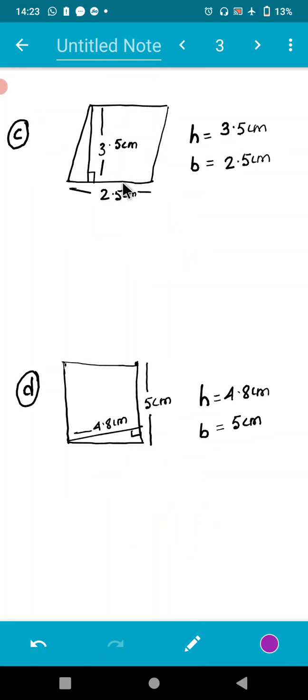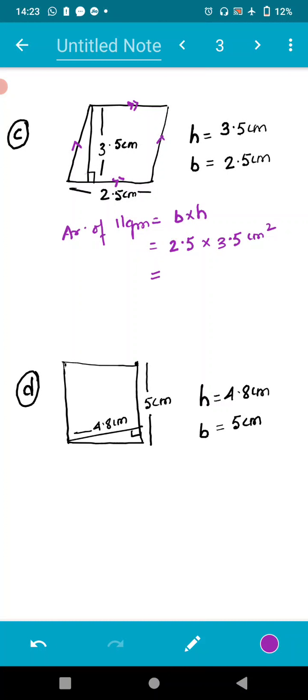Okay, now let's move on to the next question, that is sum number C of question number 1. So this is the figure given. This is also a parallelogram. The opposite sides are parallel. So this side is also parallel. According to the figure, we will consider this as height because it is 90 degrees. This is the distance between the two parallel sides, which is equivalent to 3.5 centimeter. And what is base given? 2.5 centimeter. So what is area of parallelogram? Base into height. So 2.5 into 3.5 centimeter square.